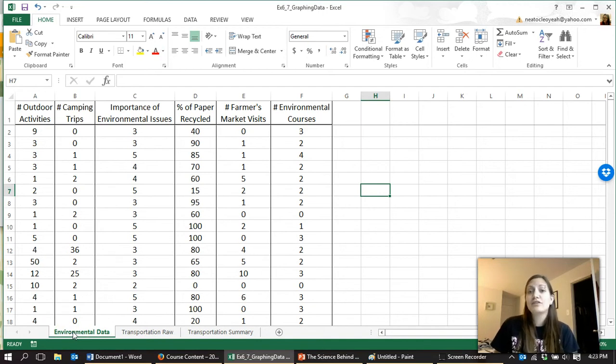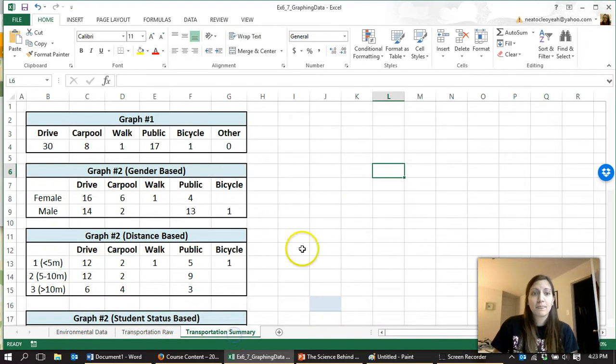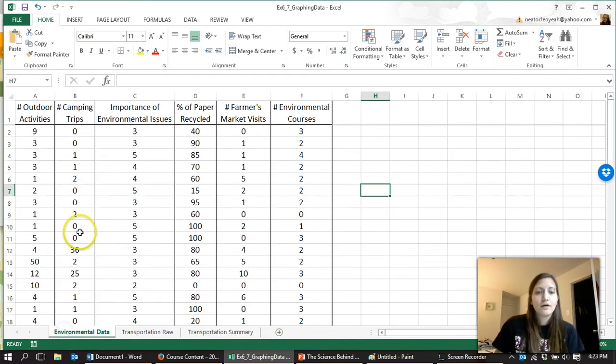And then if you needed to revisit anything with your bar graphs, I also have the transportation raw data, and more importantly for you, I've summarized the data for those graphs. But again, if you've already done your graphs, you don't need to worry about these tabs. So the environmental data is what you're going to need to complete exercise 7.